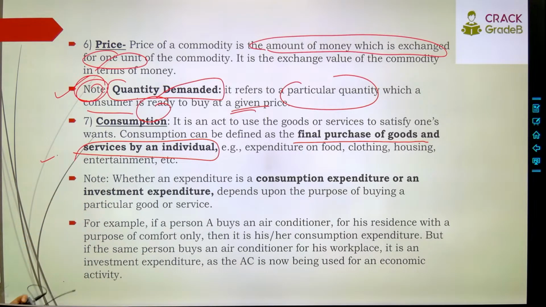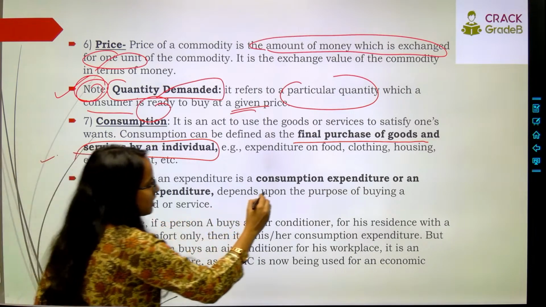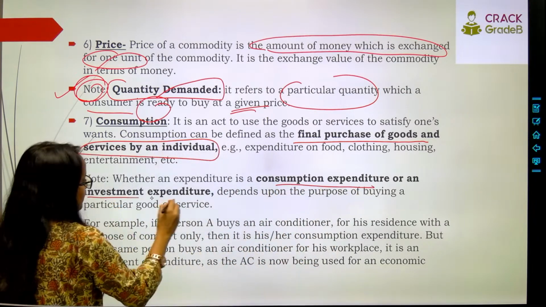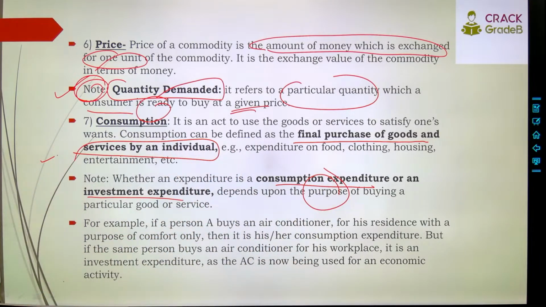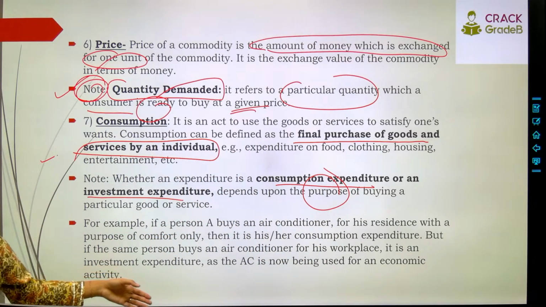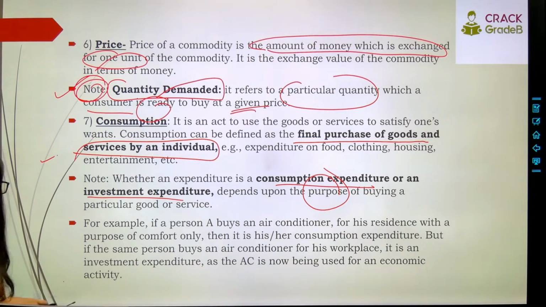Here again is the same thing which I explained to you right now, that whether an expenditure is a consumption expenditure or investment expenditure depends upon the purpose of buying a particular product or service. The same example is written over here, the air conditioner example which I gave you.